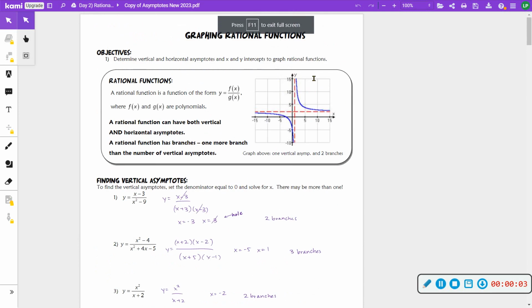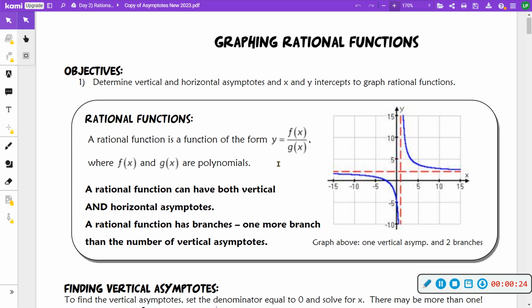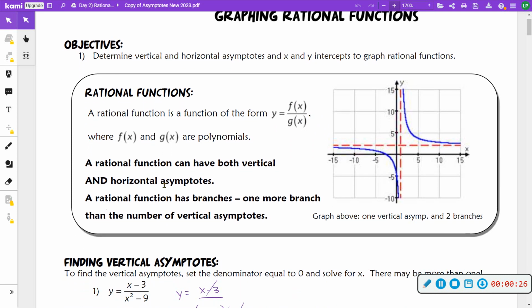All right, we're going to start off by talking about how to graph rational functions. And what it means to be rational is when you have a function in the form f of x over g of x. So rationals, all that means is that these are polynomials and it's in fraction form. So now we're going to introduce something called a horizontal asymptote.